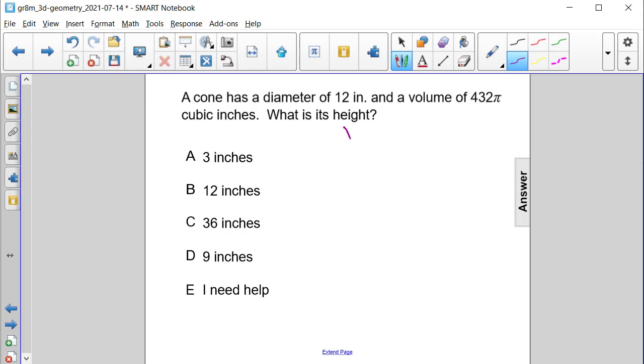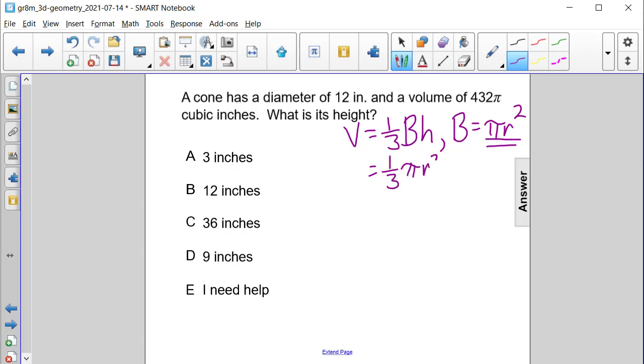Well, we know that the volume of a cone is equal to 1/3 times the area of the base times the height, and the area of our base is pi times the radius squared because it's a circle. So let's substitute pi r squared in for capital B, and we have 1/3 times pi times the radius squared times the height is equal to the volume.